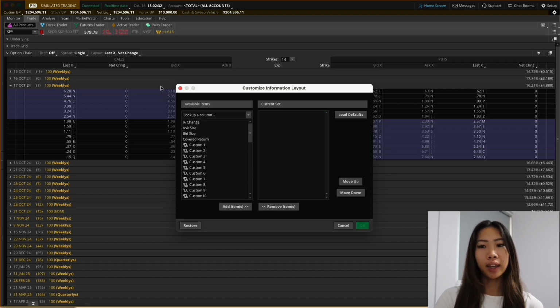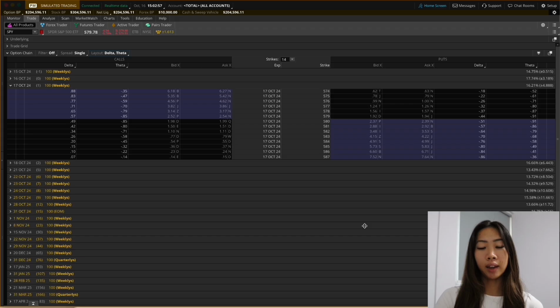And once you press OK, this will show up here. But what we want to do is click on delta and theta. So you scroll down, it's all alphabetical. So delta is going to be up here. You click on it and then you drag it to the right and then it shows up. Go all the way down and then you go to theta, click on it and drag it to the right. Then all you have to do right now is click OK. Then it shows up on the screen, delta, theta, and then of course bid and ask. Bid and ask are always going to be on the screen. It's only these columns where you could customize which ones you want to see.